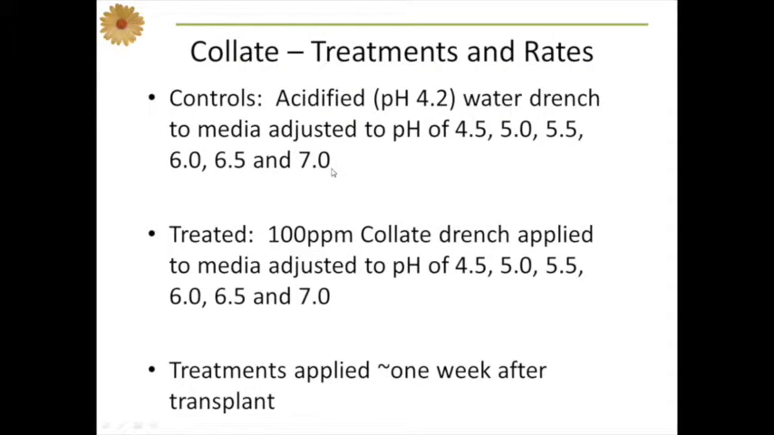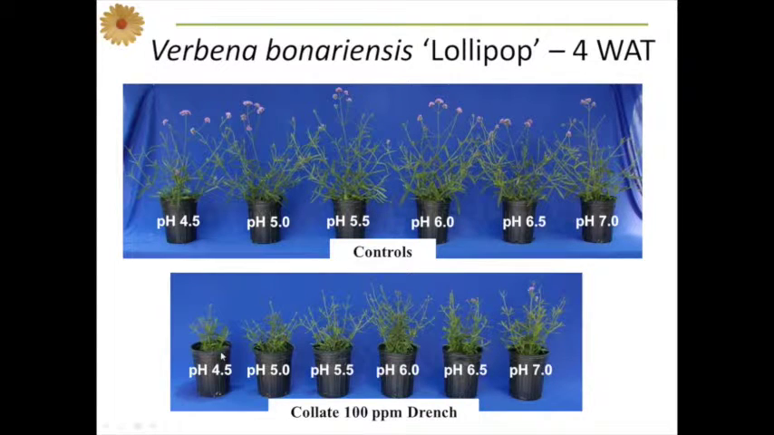So our controls were grown in the pH range, and they were treated with water adjusted to pH 4.2. The Collate drench was at 100 parts per million, and these were in trade gallons, 10 fluid ounces per pot. And we applied that 1 week after we transplanted the plants. This is Verbena bonariensis. This is at 4 weeks after the treatment, 4 weeks after we drenched these plants.